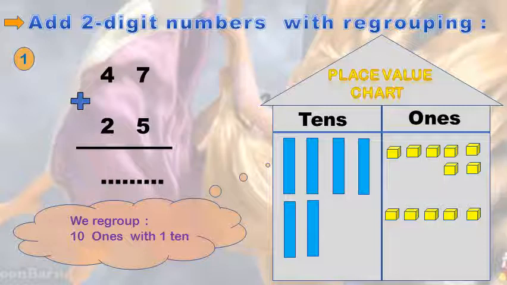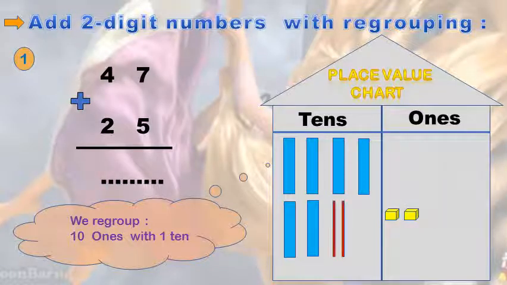So I'm going to replace or regroup the ones into tens. How? I'm gonna take 10 ones to regroup by 1 ten. So I'm going to move 10 ones to the tens room as 1 ten. Let's see now. The remaining here will be what? 2. So I'm going to have here 2 ones.